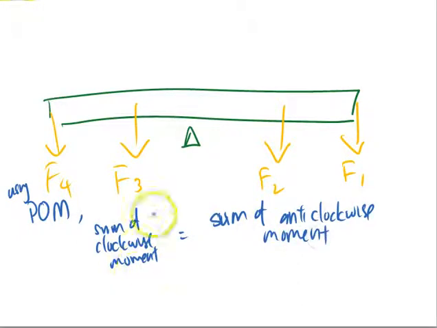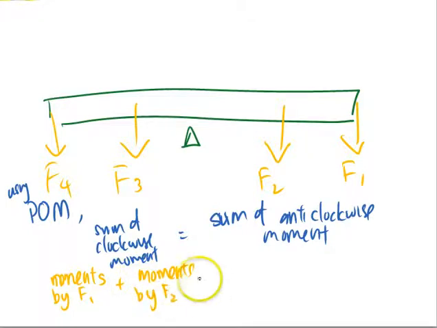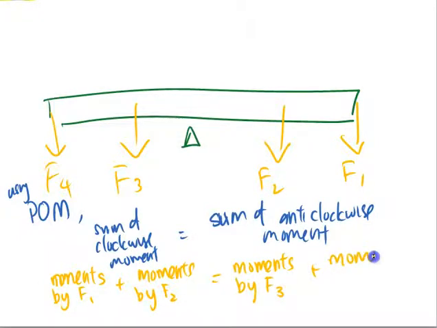Now, how do we go about calculating this? This is how you go about doing it. If I have four different forces here, the sum of clockwise moments equals the moment by F1 plus the moment by F2. This makes the clockwise moment, in the clockwise direction. The sum of these two moments must be equal to the moment by F3 plus the moment by F4.